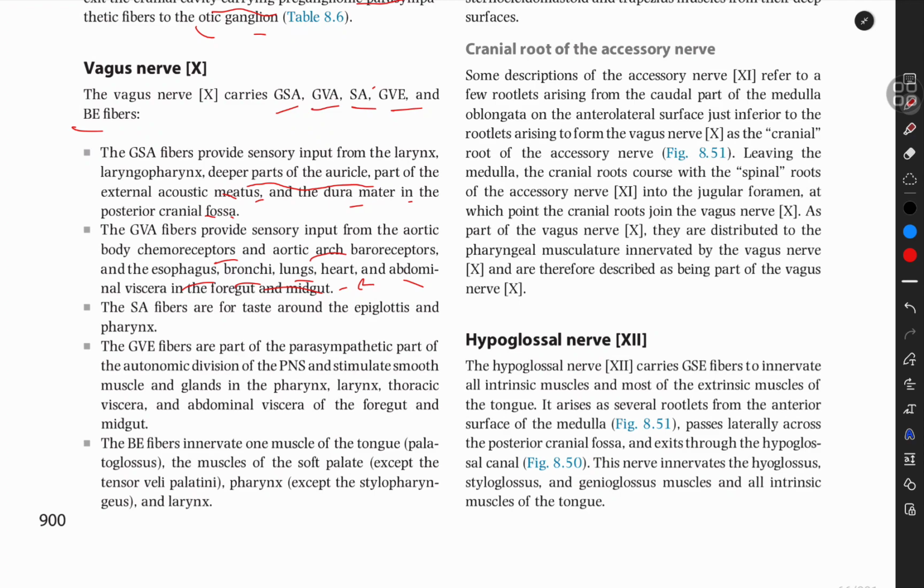General visceral efferent fibers are part of the parasympathetic part of the autonomic division in the peripheral nervous system and stimulate smooth muscle and glands in the pharynx, larynx, thoracic viscera, and abdominal viscera of the foregut and midgut. Branchial efferent fibers innervate one muscle of the tongue, palatoglossus, muscles of the soft palate except the tensor veli palatini, pharynx except the stylopharyngeus, and larynx.